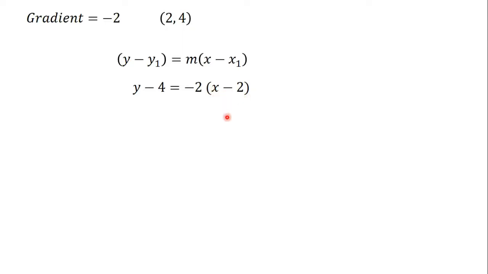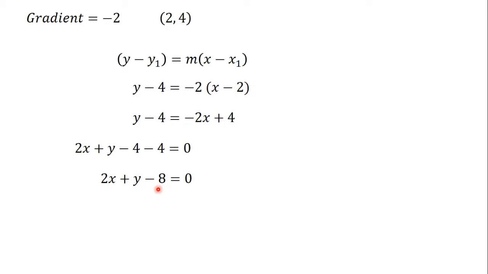We expand the bracket and then we simplify. We are going to have y minus 4 is equal to minus 2 times x, which will give us minus 2x. Minus 2 times minus 2 will give us positive 4. I want to group all the terms in the equation on one side, and I want the coefficient of x to be positive. So I will send minus 2x and 4 from the right hand side to the left hand side. And this will give us 2x plus y minus 4 is equal to 0. We simplify this further and we are going to have 2x plus y minus 8 is equal to 0.